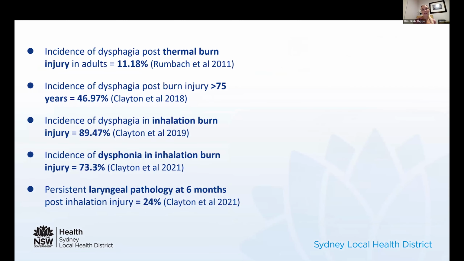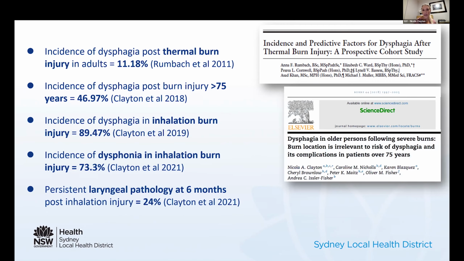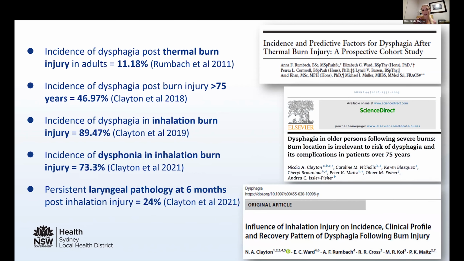So we look at the incidence of swallowing disorders following thermal burn injury in the general adult burn population. My close colleague Anna Rummuck published this paper in 2011 and explained that the incidence of dysphagia in this general burn population is just above 11%. If we look at those patients who are beyond 75 years, regardless of the location of burns, this incidence increases to almost 47%. But if we have a patient, regardless of their age, who has an inhalational burn injury, the incidence of swallowing disorders is extremely high, at just under 90%.